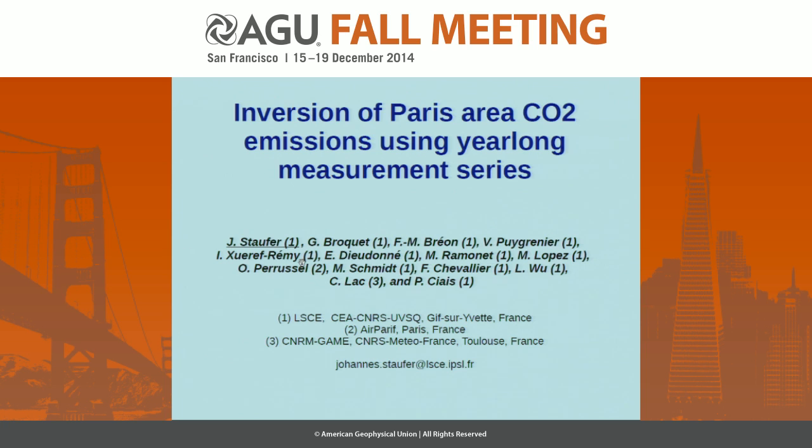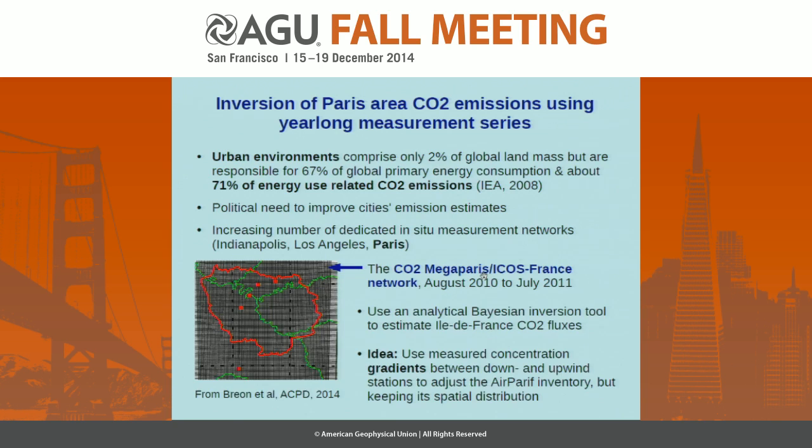Good morning, everyone. Now we switch to Paris, to Europe, about the inversions of CO2 emissions. We've heard it several times already. Urban environments comprise just 2% of the global land mass, but they are responsible for large amounts of energy use-related CO2 emissions, according to the IEA, about 70%. And there's this political need to improve city emissions.